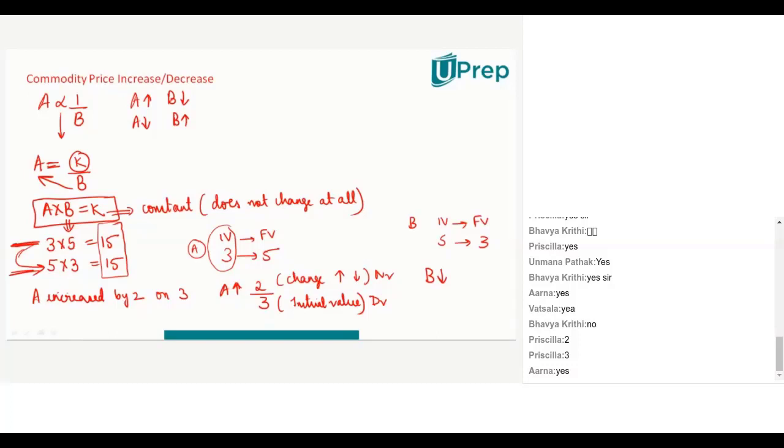Now it decreased by how much? It decreased by 2 on what? It decreased by 2 on 5, right? Correct. So what is 5? 5 is again the initial value of ours.